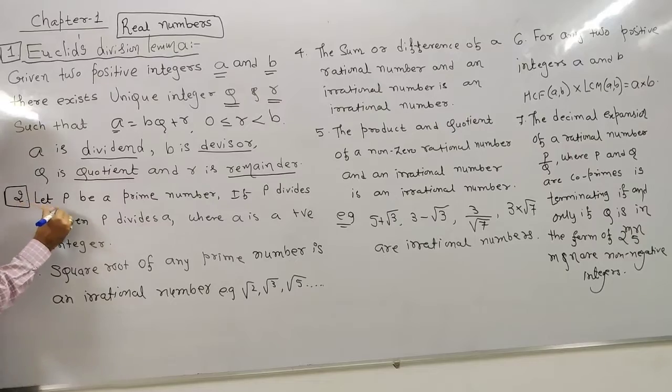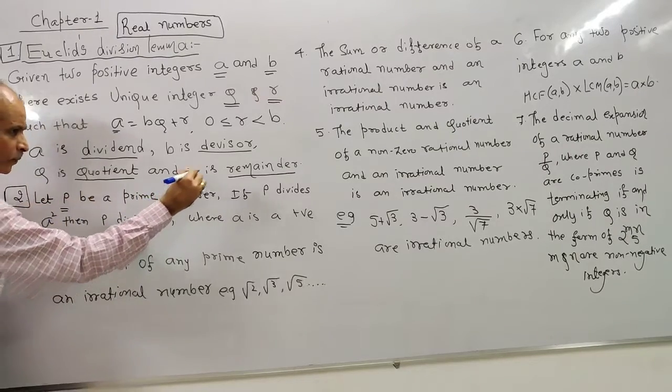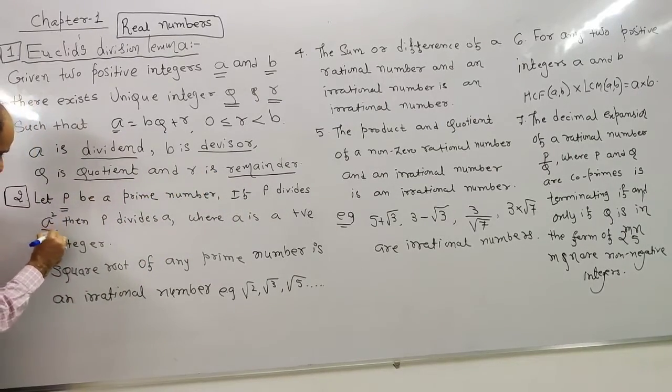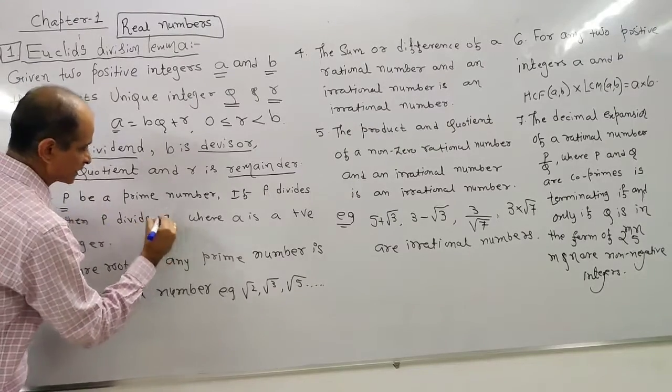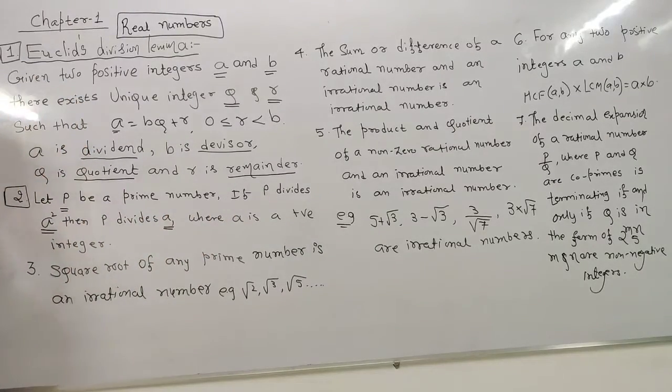Again, where P is a prime number, if P divides A square, then P also divides A, where A is a positive integer. Now, let me start concept number 3.